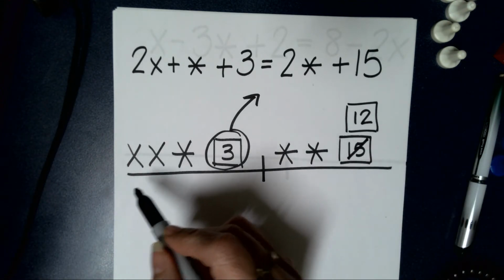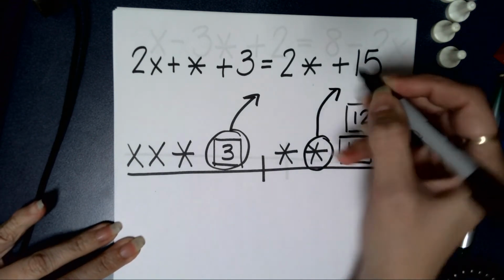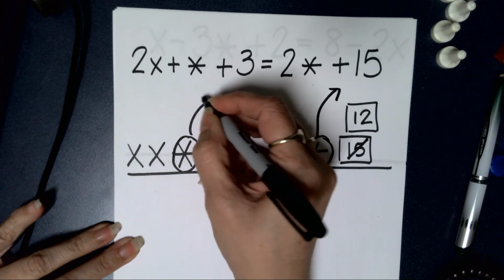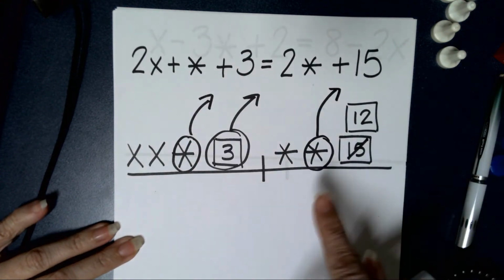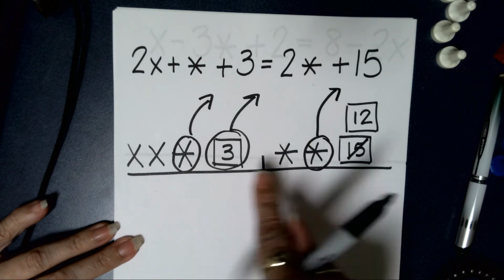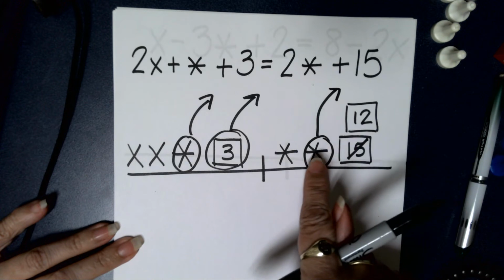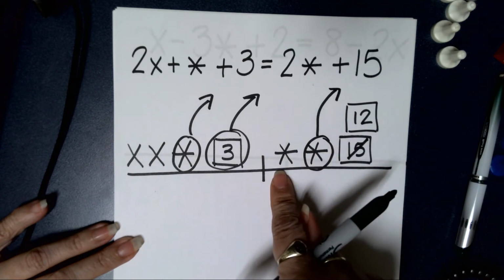On the left I have 1 star, so I could take 1 star away from the right and 1 star away from the left, and that now leaves me with 2 pawns on the left, and on the right a star and a 12. We still need to get rid of this other star. So how can we get rid of another star? We can make a 0 pair.